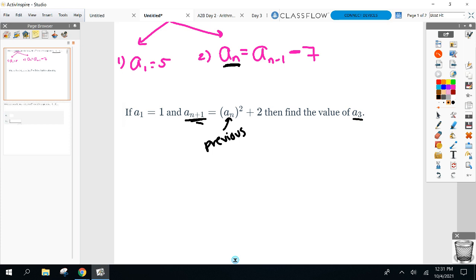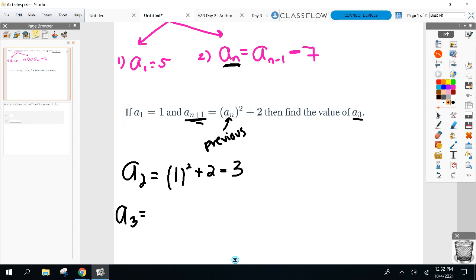Can I find the third term right now? No, right? Good. I can't. I need to find what term first? That's how this all works, this recursive stuff. You have to find the previous before you find the next. All right, help me. How do I find the second term? Take the previous, which was 1, do what with it? Square it and add 2. So I end up with 3. Now you can find the third term.